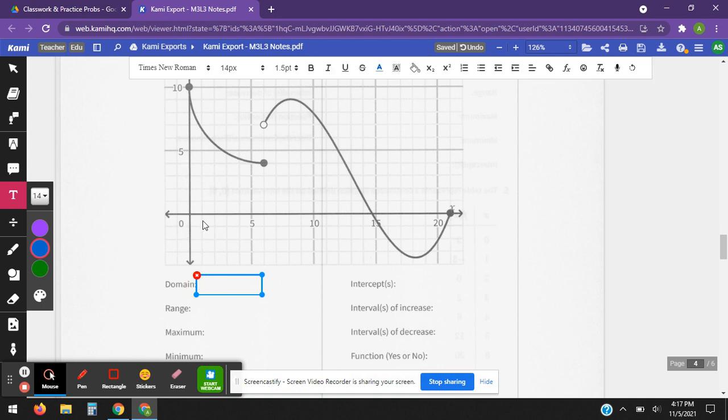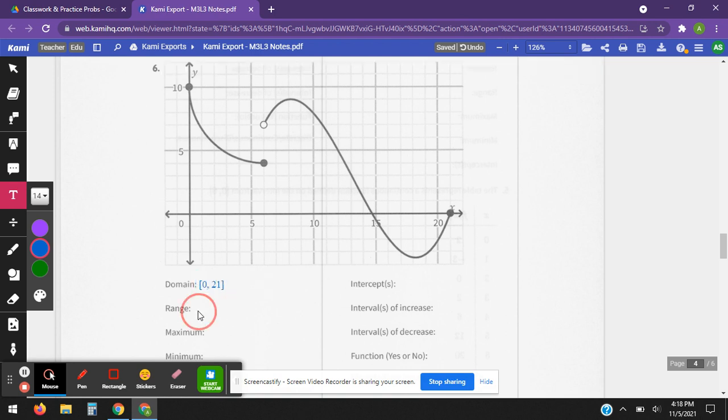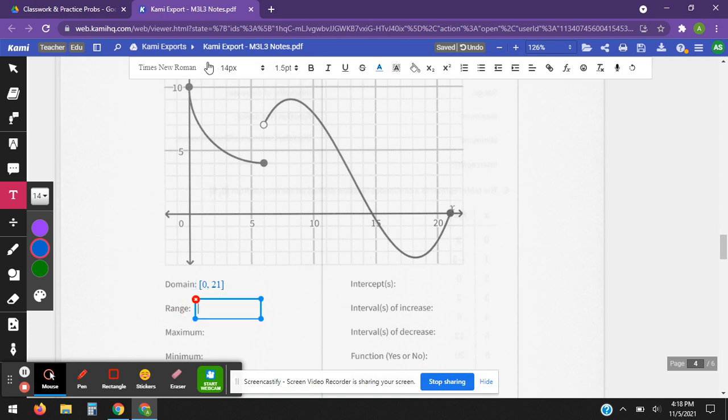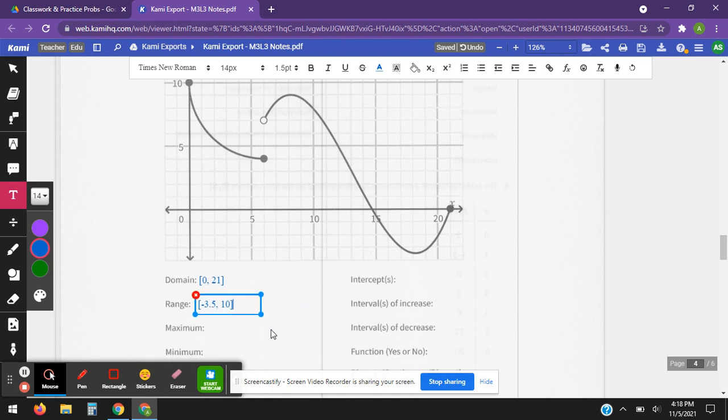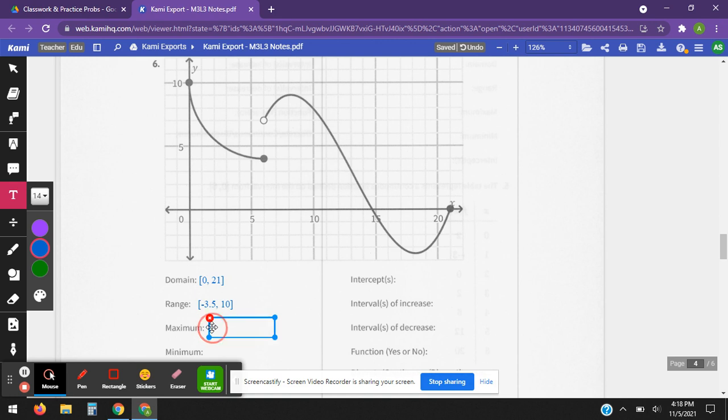So it looks like I'm going from 0 to 21, and that is inclusive because they are using that. And my range, my highest is 10. My lowest, it looks like about -3.5, and it is inclusive. So I'm just going to do -3.5, comma 10. 10 is my highest. So then my maximum was that 10, and that is at 0. So 10 at 0. Notice how I'm using my range as my maximum and minimums, right?